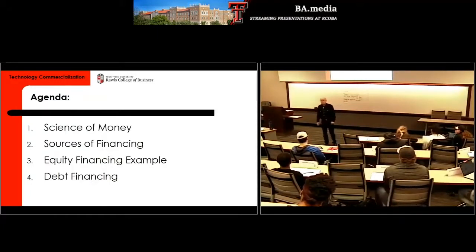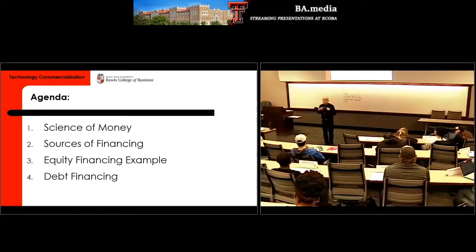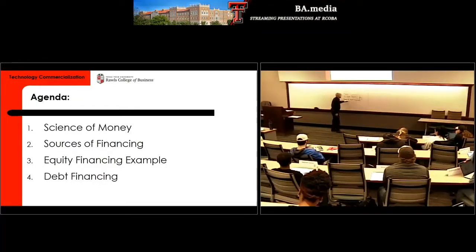Okay, so what I'm going to do is talk about how we commercialize by getting the money that we need to do all these things, sales and create value for people, etc. Those are the four things that we'll talk about today. First of all, the science of money. Where does money come from? Then, where does financing come from?